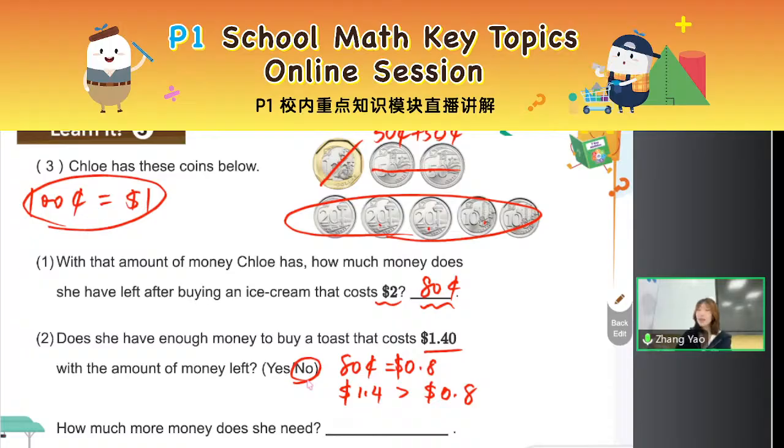Now, let's see the last one. How much more money does she need? Okay, so if the money is not enough, then we need more, meaning we're looking for the difference, right? So we use subtraction. So we use $1.4 minus $0.8. What do we have? We have $0.6 left, right? So we need $0.6 more to buy the toast. Okay, very good job.